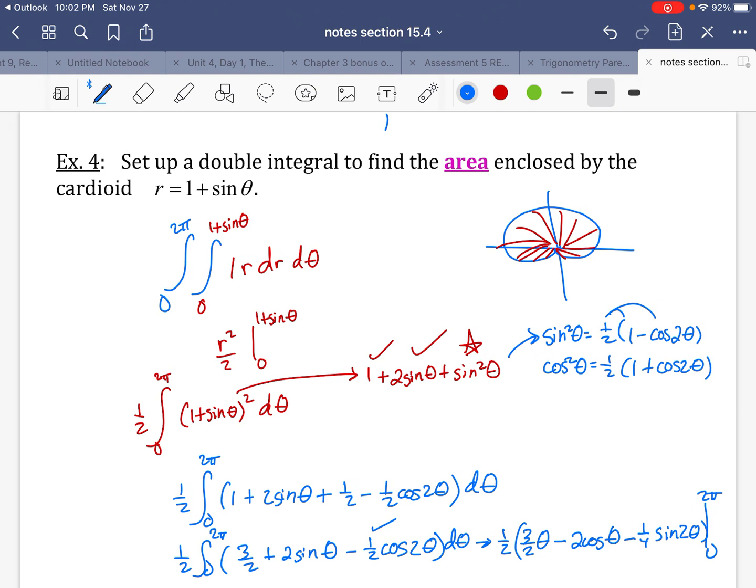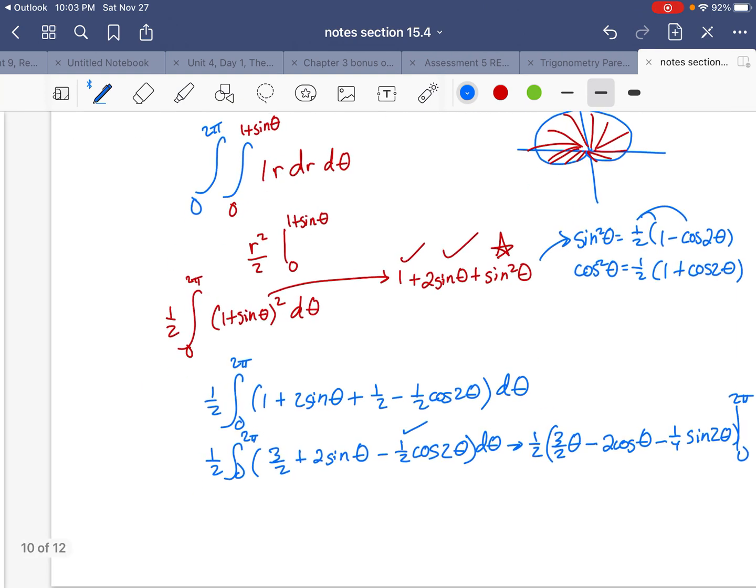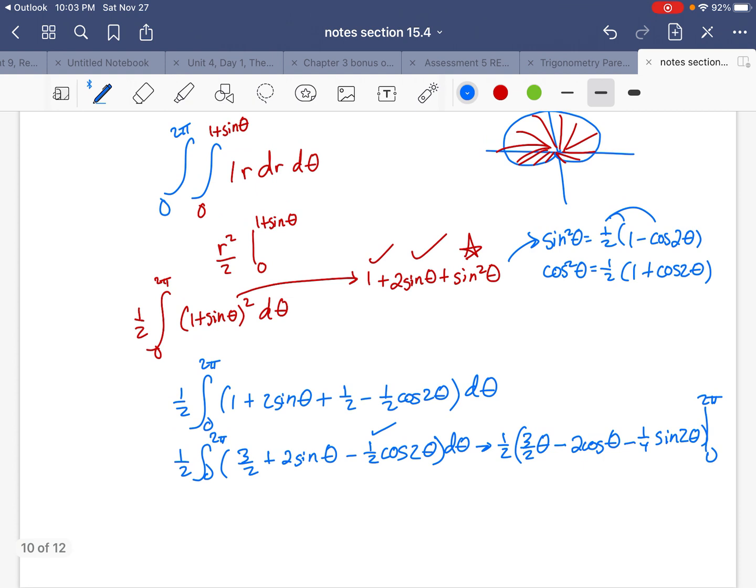All right, let me take a look and make sure we've done everything there. I have everything that I need. Yep, all looking good. Let's multiply that 1/2 through there just to get it out of the way. So I'm going to have basically 3/4 theta minus cosine theta minus 1/8 sine 2 theta from 0 to 2 pi.